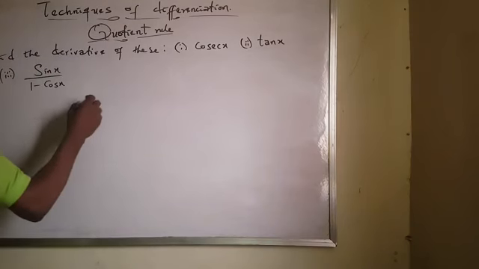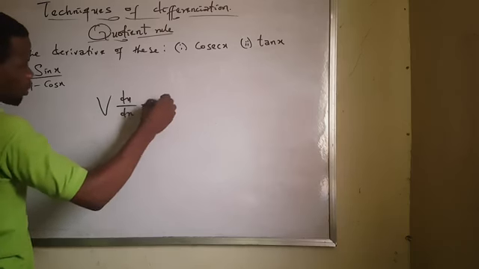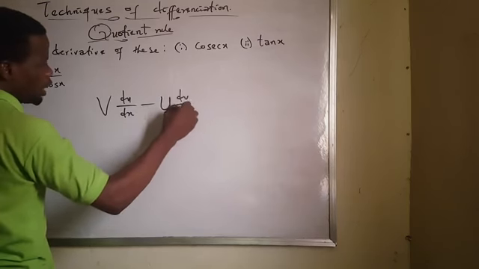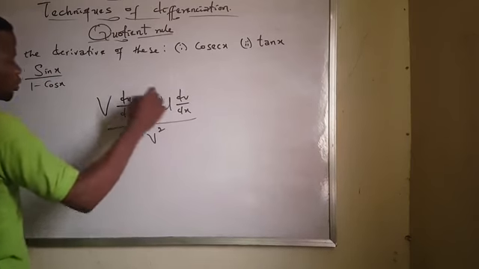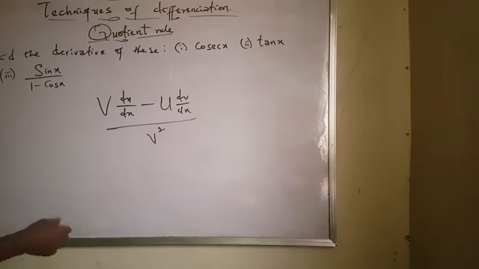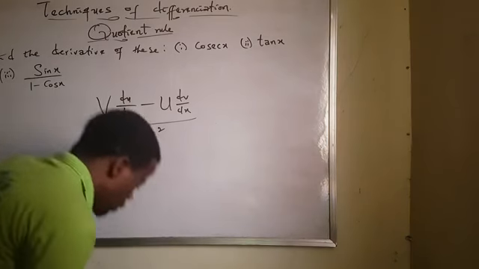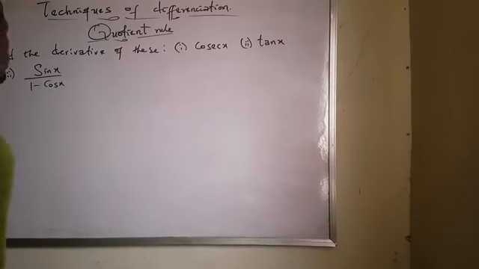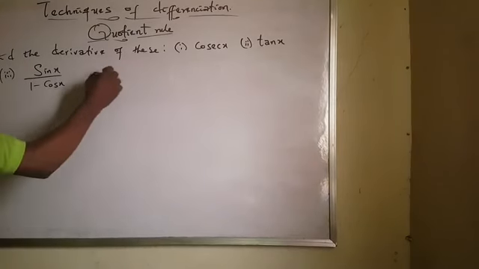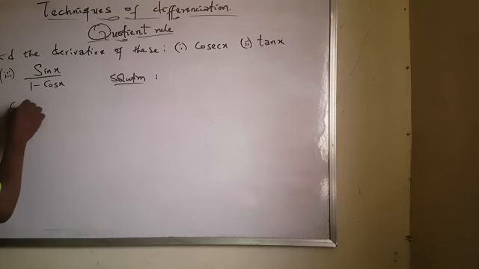Don't forget, the quotient rule is: v du/dx minus u dv/dx, everything over v squared. Do you get that? So this is what we have. Now, what should we do next? Let me write this up. So we have cosec x. Solution 1: cosec x.